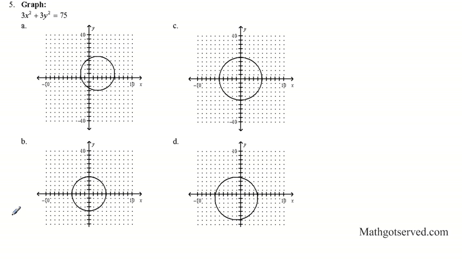Question number 5, we're to graph this conic. I'm going to write this in standard form, and then we're going to graph it, okay? So we have 3x squared plus 3y squared equals 75. Standard form, we like to write it equal to 1, so we'll divide everything by 75. Divide this by 75, divide that by 75, divide that by 75.